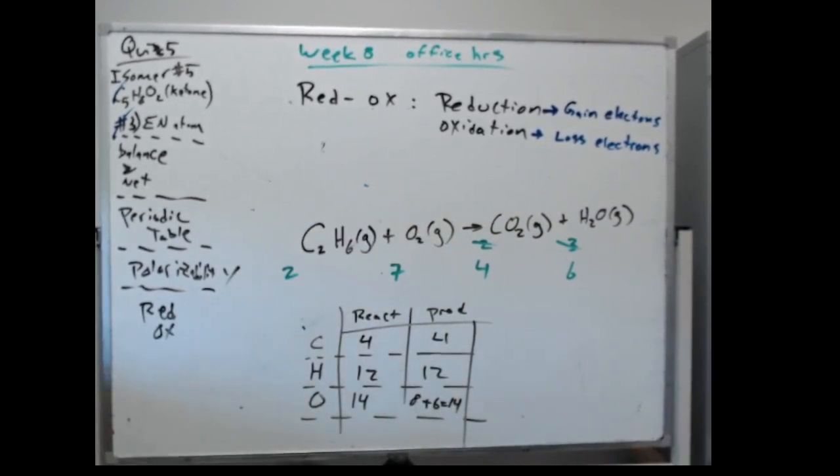Right, I'm just checking to make sure I've got the same count of atoms on my reactant side and my product side. 4 carbons in the reactants, 4 carbons in the products. 12 hydrogens in the reactants, 12 hydrogens in the products. 14 oxygens in the reactants, 14 oxygens in the products. Right? And so that is the essence of balancing, because chemistry does not create new atoms, it just rearranges the atoms that are already there.